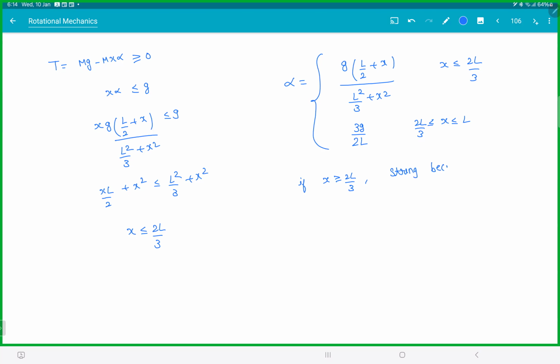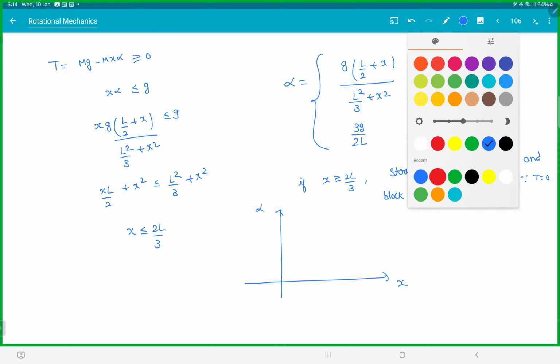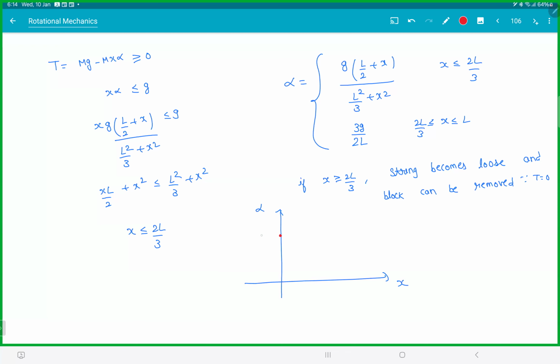You can just remove the block from the FBD, it is useless. The block does not affect the rod, since tension is 0. So if you try to plot this alpha versus x graph, we don't exactly know how the graph looks, but the acceleration alpha will start with 3g by 12. As x increases, it will decrease. It will increase again and become constant. This occurs at 2L by 3. After 2L by 3, alpha becomes constant.